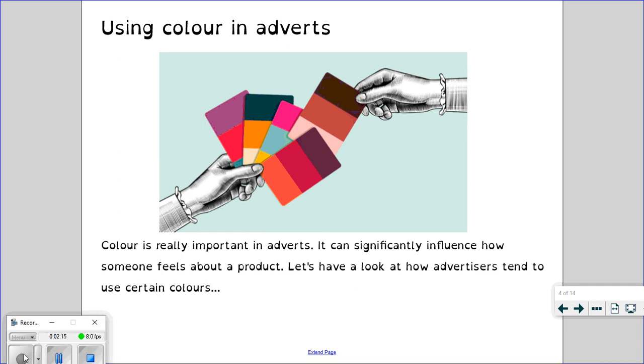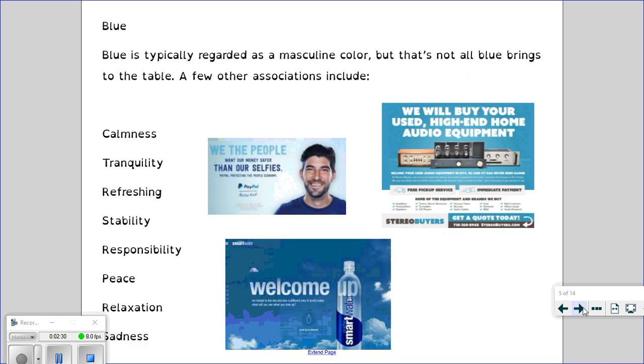Okay, so before you get started, we're going to have a quick look at the use of colour in adverts, because colour is really important in an advert. It can significantly influence how someone feels about a product. So let's have a quick look at how advertisers tend to use certain colours in their adverts.